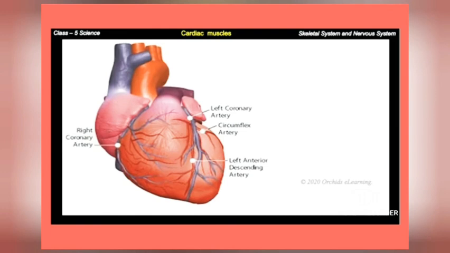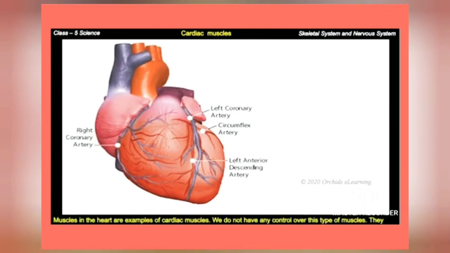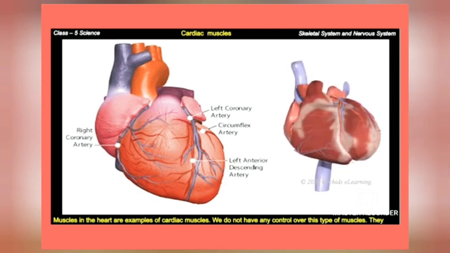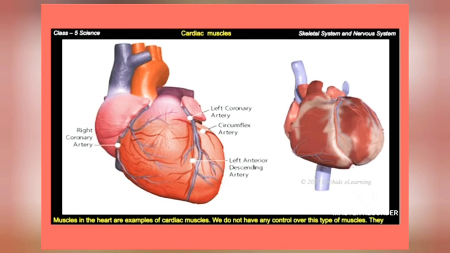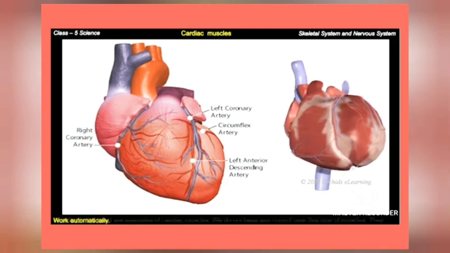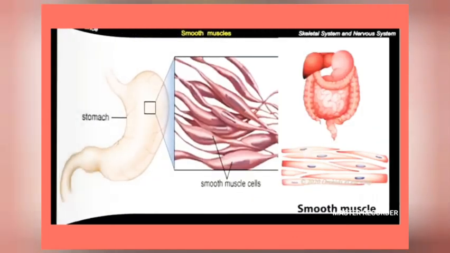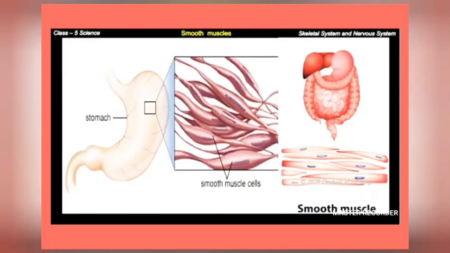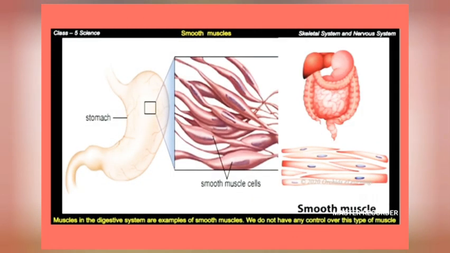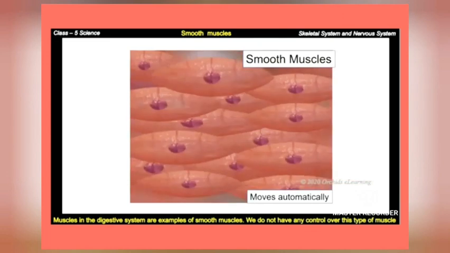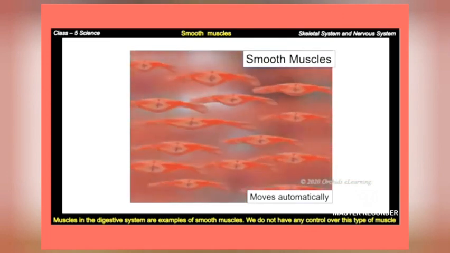Cardiac muscles. Muscles in the heart are examples of cardiac muscles. We do not have any control over this type of muscle. They work automatically. Smooth muscles. Muscles in the digestive system are examples of smooth muscles. We do not have any control over this type of muscle either.